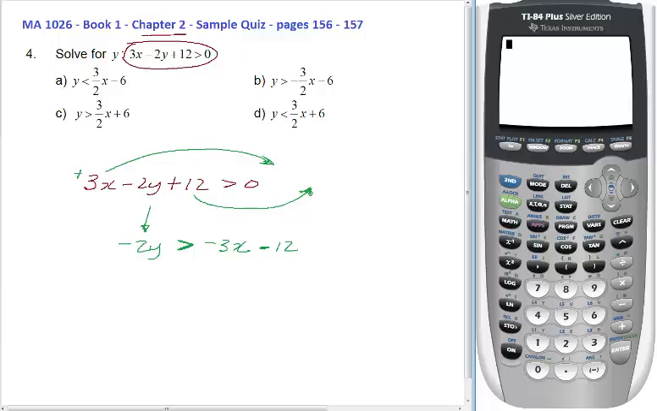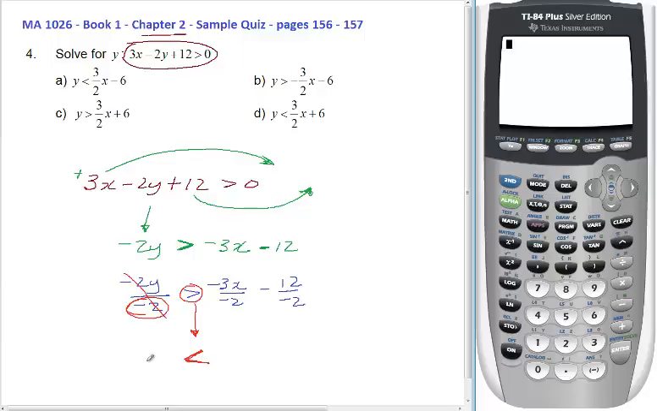Now the very next step involves dividing by negative 2. I like to divide every term by negative 2. Now dividing by a negative, very important: when you divide or multiply an inequality by a negative number, you must change the inequality sign. So are we dividing by a negative number in this case? Indeed we are. Therefore, this sign must change to less than. So change the inequality sign when you divide by a negative number.